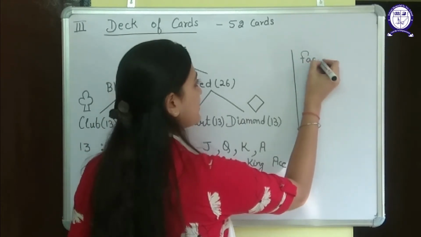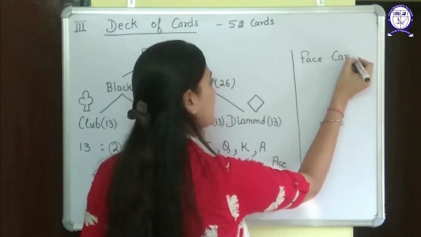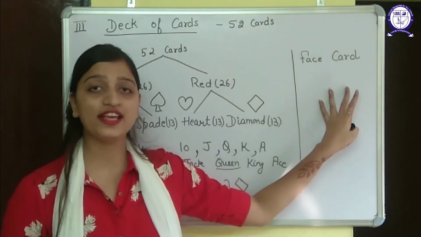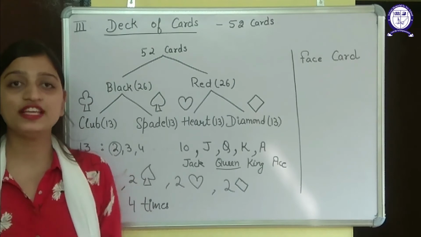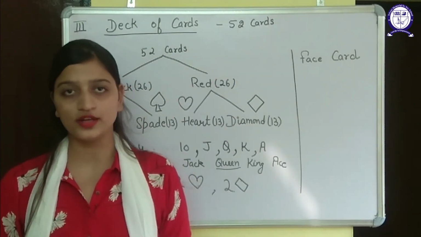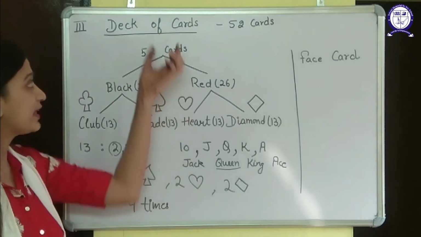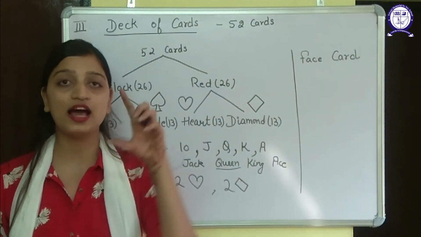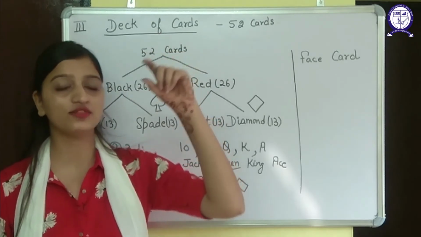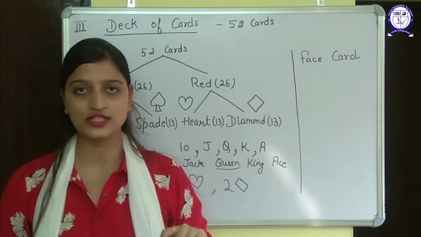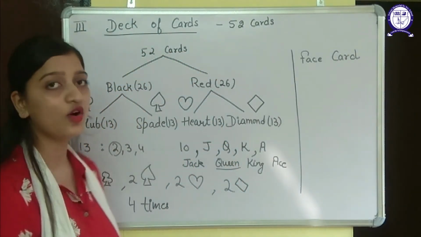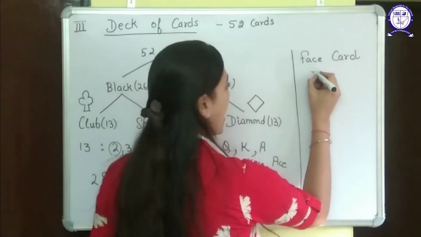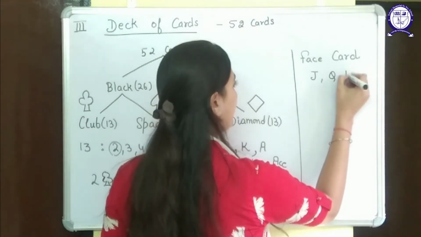That category is face card. Okay. First is face card. Face card means the card which has faces made on it. If you have ever seen a deck of cards, you will see that there are some cards on which there are faces made on it, one on the upper side, one on the lower side. Those cards are called face cards. And which cards are they? They are Jack, Queen, and King.